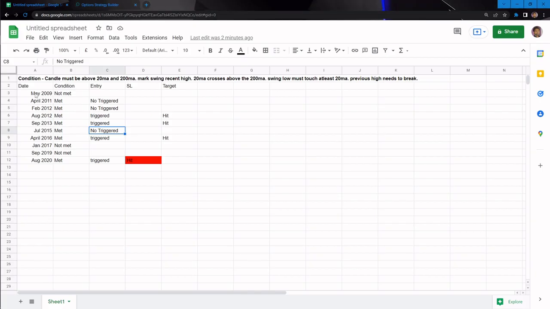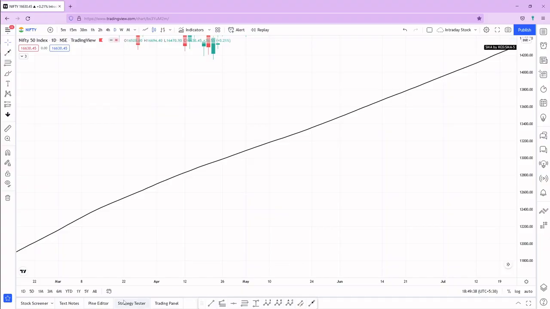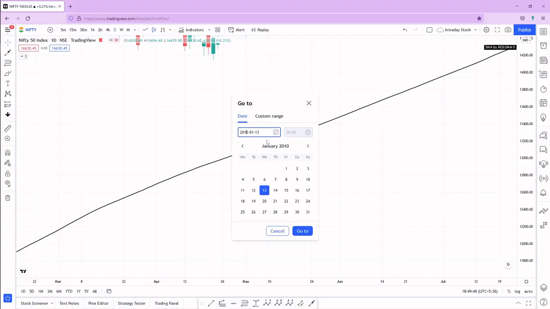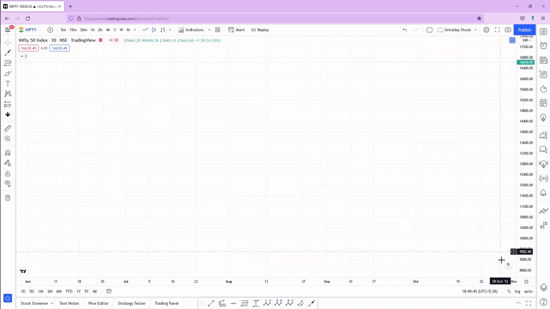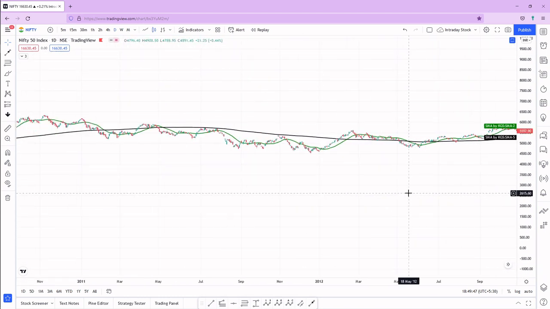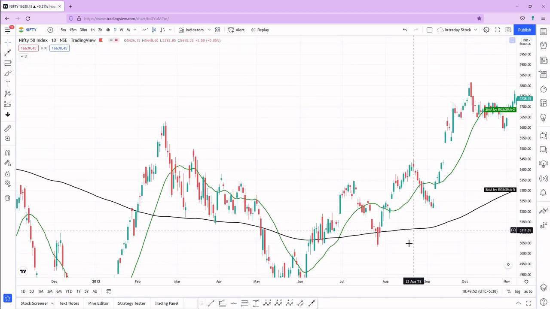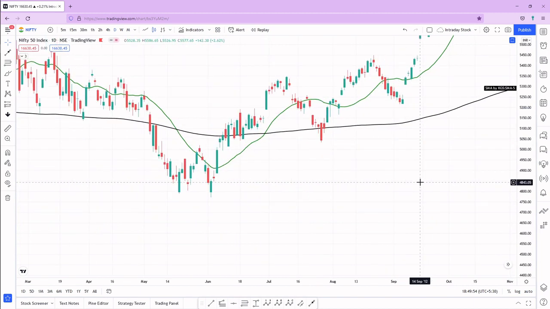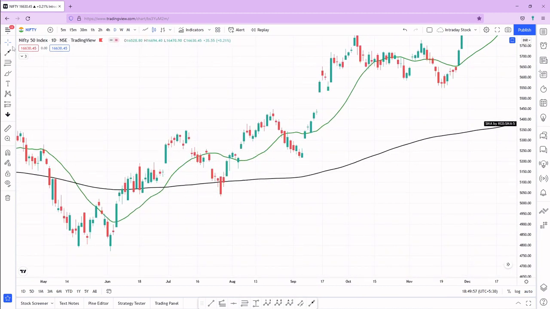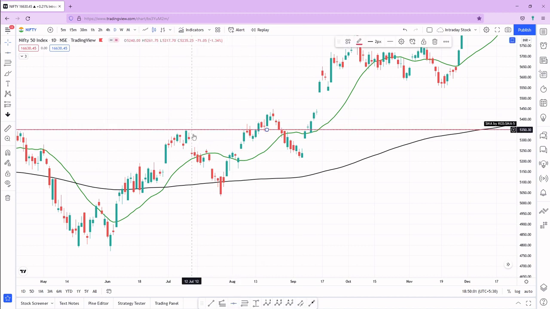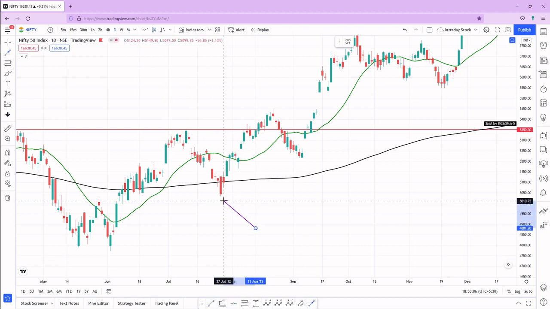Now let us go through all the scenarios where the entry got triggered. Whenever the 2012 entry got triggered, we'll go there. In August 2012, our entry got triggered. So this will be our entry, and this is our stop loss. Let me mark it over here.